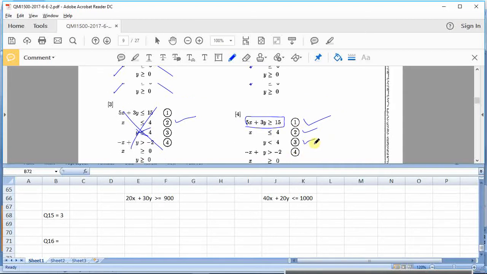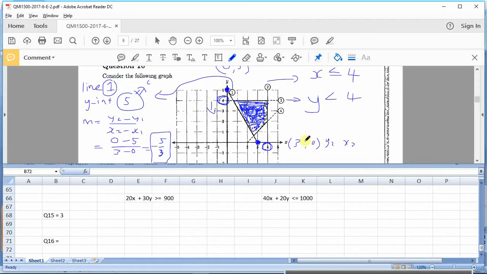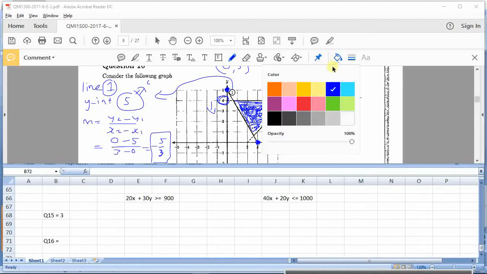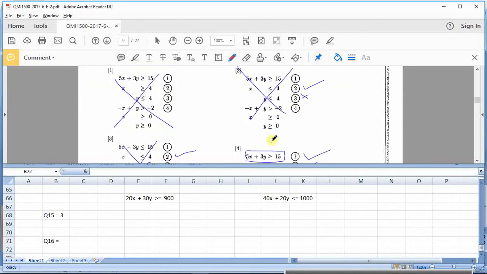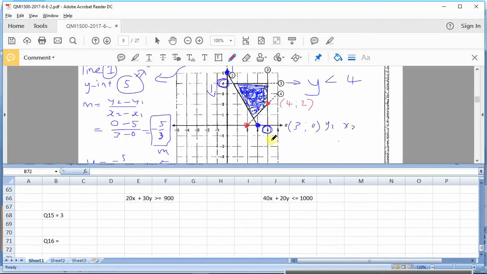Alright, let's check the last one, number 4. Where's line 4? There's line 4. Okay, I'm going to need a different color for this. So that point is 4, 2. This point, that point is 2, 0. 2, 0, yes.